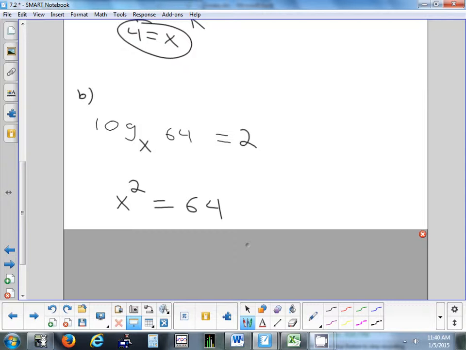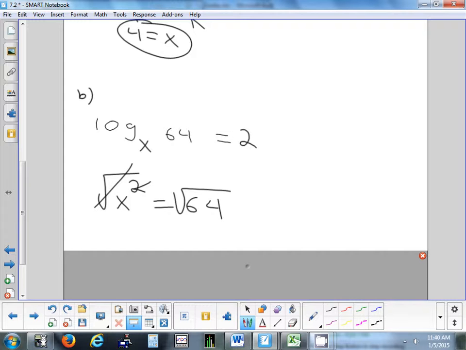Nope, not square it. Square root it. Yeah, it's already been squared. We've got to undo squaring, so square root. Is that what you meant? That symbol? Yeah, so square root. Take the square root. Square root cancels square. And square root of 64 is what? 8. What else? Negative 8.